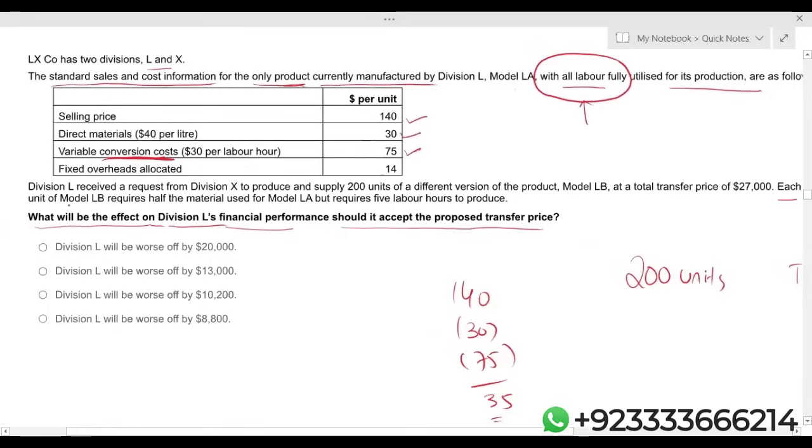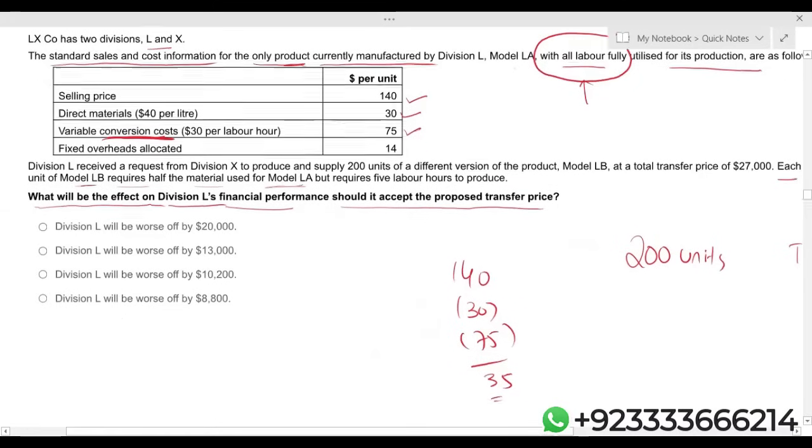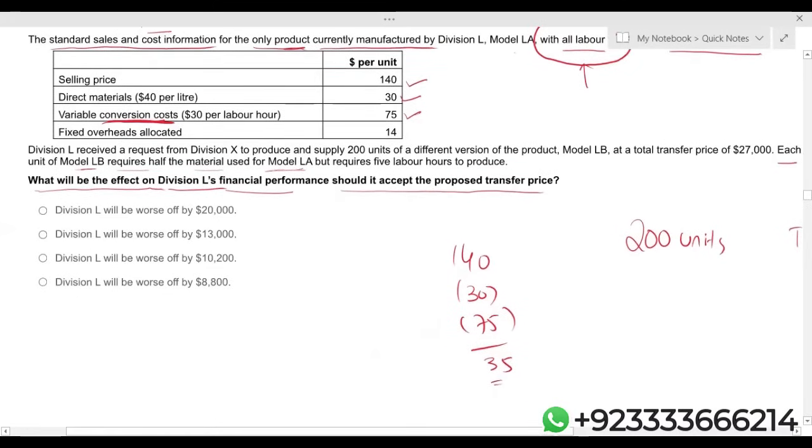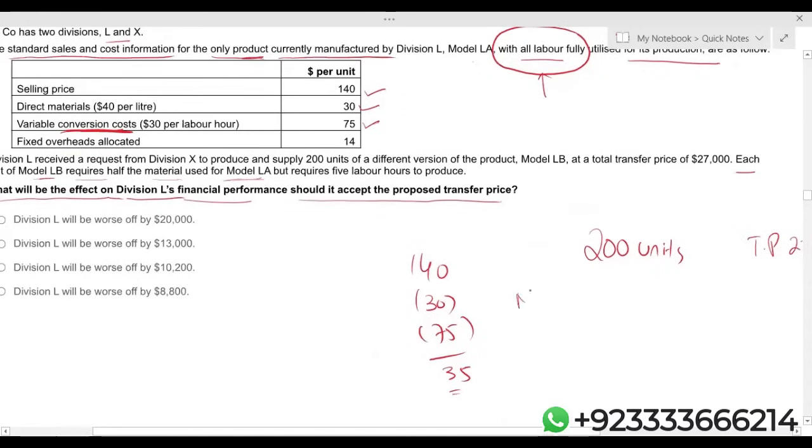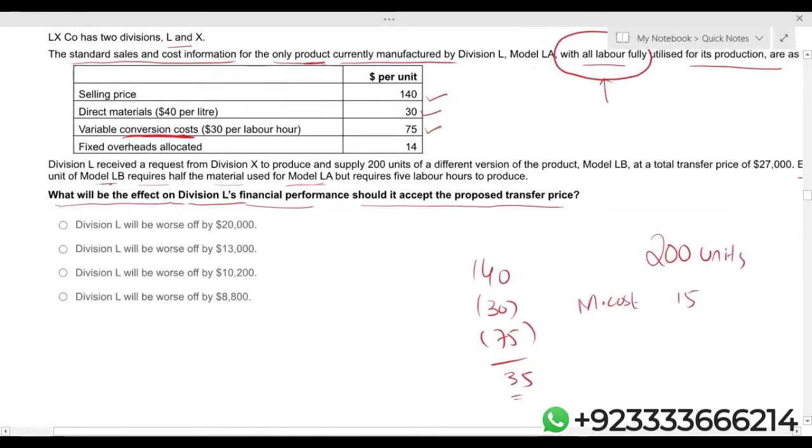Each unit of model LB requires half of the material used for model LA. That's good. To produce model LA, the material cost will be 30. So in LA, we are using 30. So in LB, it will be 15. But it requires 5 labor hours to produce. Variable conversion cost is 30 per labor hour.